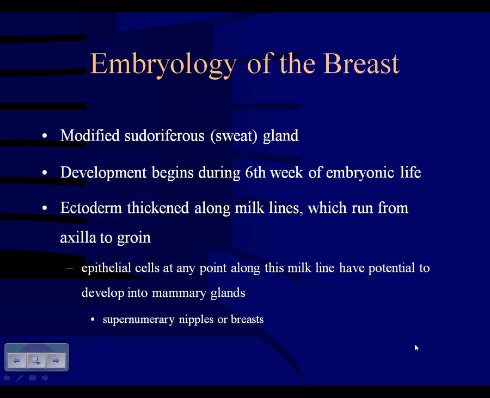Epithelial cells at any point along this milk line have the potential to develop into mammary glands. When they occur in locations other than the normal location, they're called supernumerary nipples or breasts. Most commonly it's nipples, but again, it can occur anywhere on the milk line, all the way from the axilla down to the groin.